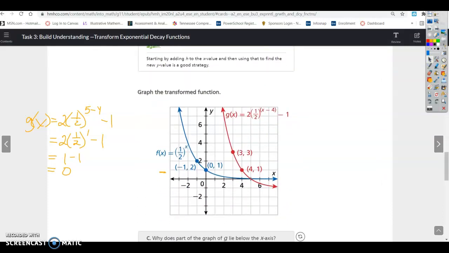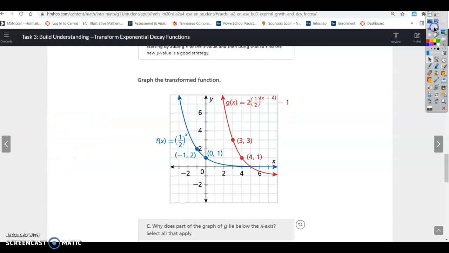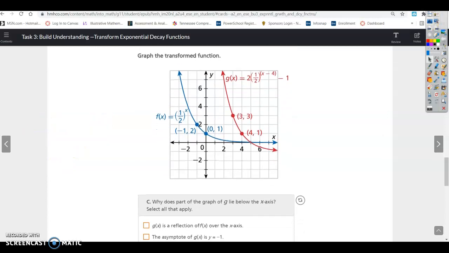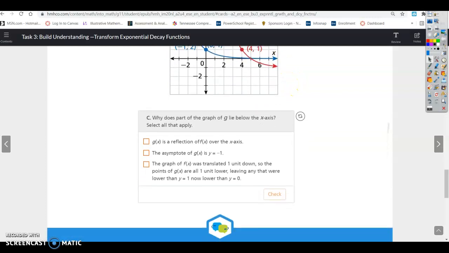Then if you graph both f and g, you're going to see that your parent function, your exponential decay parent function here, does have the asymptote at 0. And you can see how this has moved down 1. You can see now that the graph has been shifted to the right 4. And it also is a vertical stretch of 2 and been shifted down by 1.